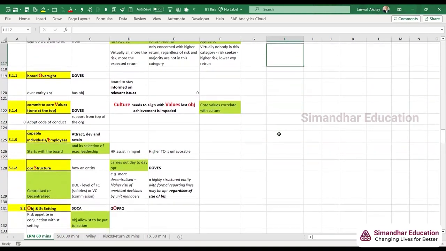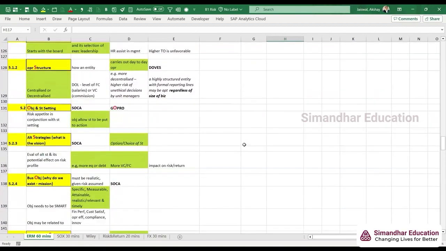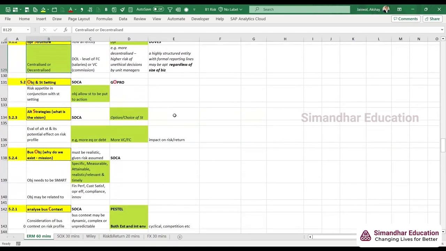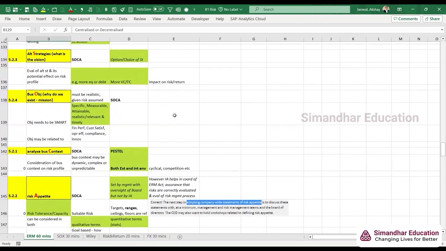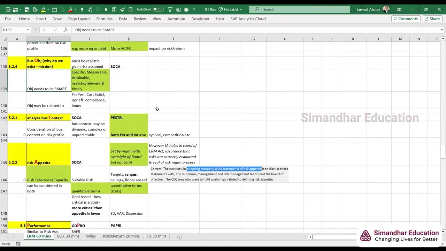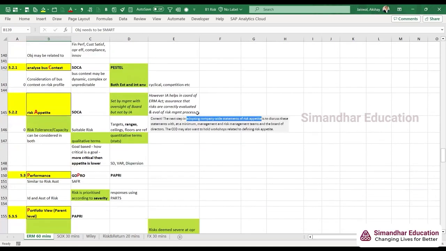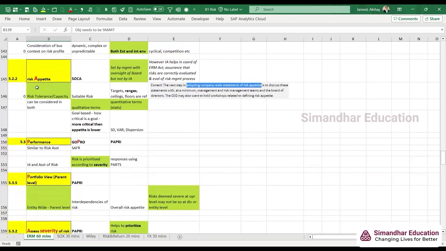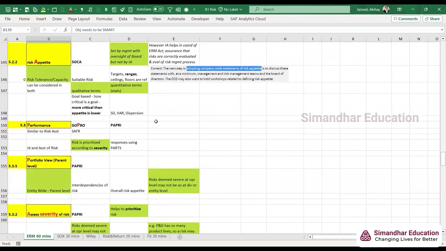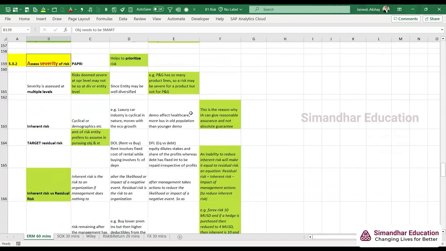Board oversight. Okay, all these things we have discussed. Operating structure, whether it's centralized or decentralized. Objectives need to be SMART: specific, measurable, attainable, realistic, and timely. Business context is economics, risk appetite, risk tolerance, or risk capacity. That's fine. Yeah, so these are some important terms.